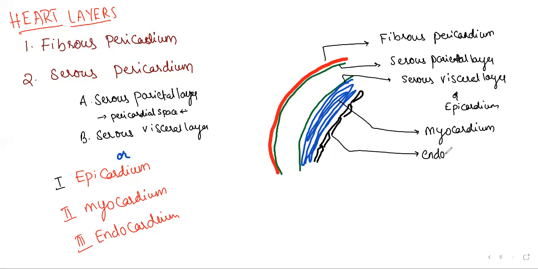And then the endocardium. Now you see: one, fibrous pericardium; two, serous parietal layer; three, serous visceral layer. In between them we see the pericardial space, which is filled with pericardial fluid. Then the serous visceral layer, the epicardium, is even called number 4, myocardium, number 5, endocardium. Total number of layers is 5. Is it clear?